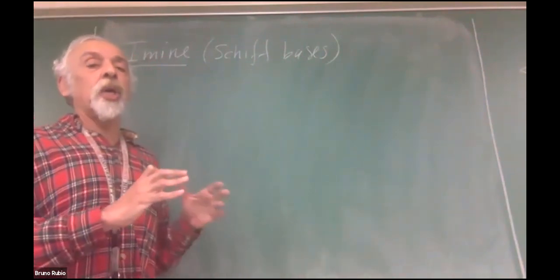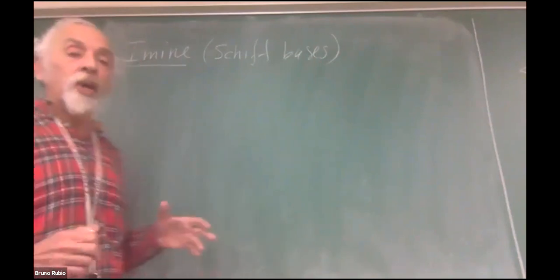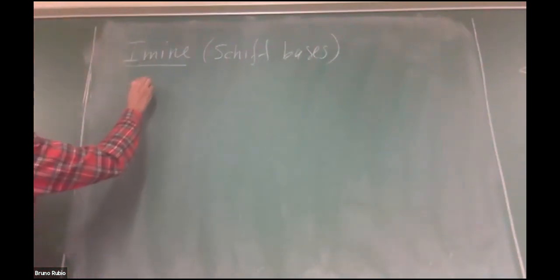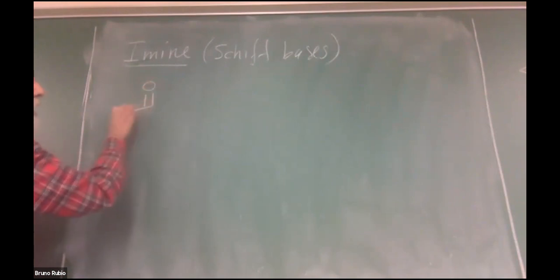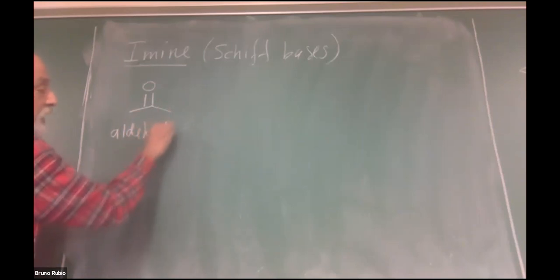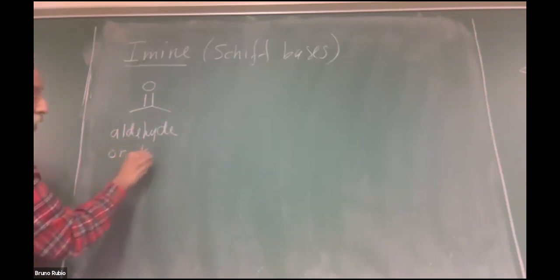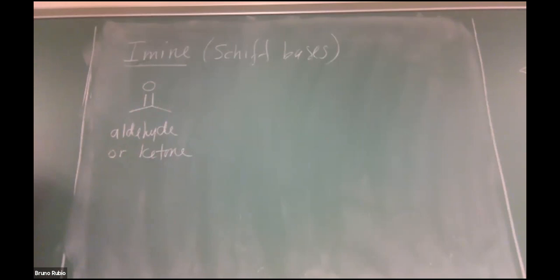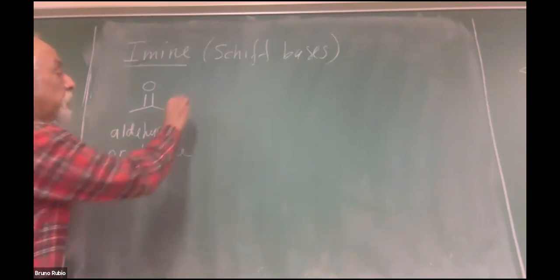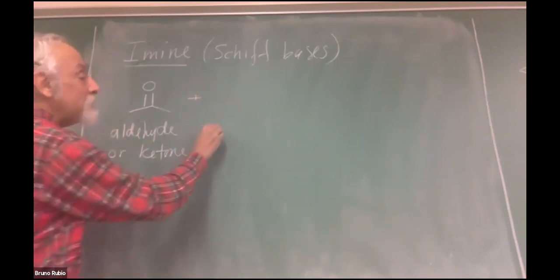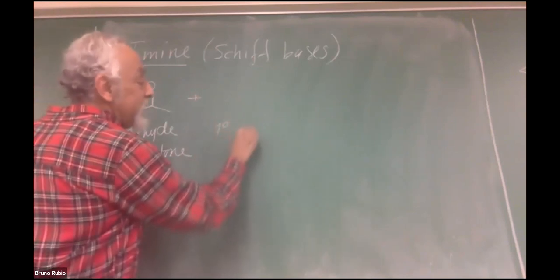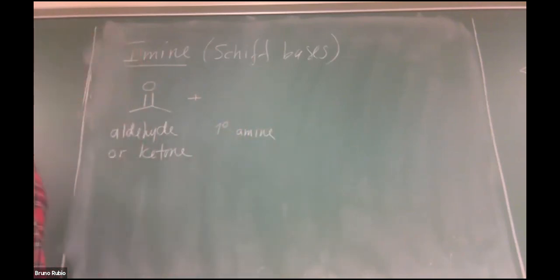And that's what I like to call the recipe. Okay, so the recipe for the imine is an aldehyde or a ketone. This is just a generic representation of an aldehyde or a ketone plus a primary amine. And remember way back when we were talking about the nomenclature, we talked about what a primary amine was. So let's just refresh that.